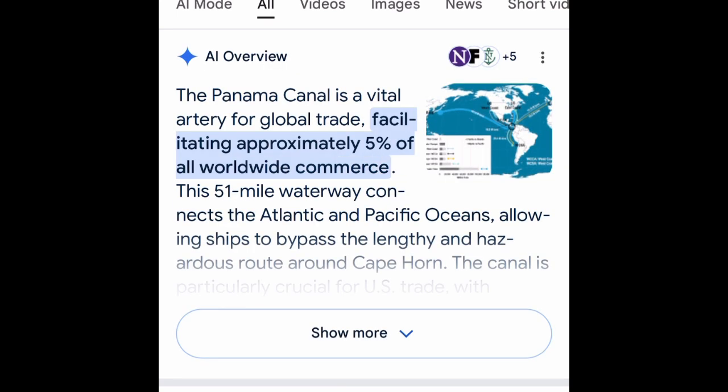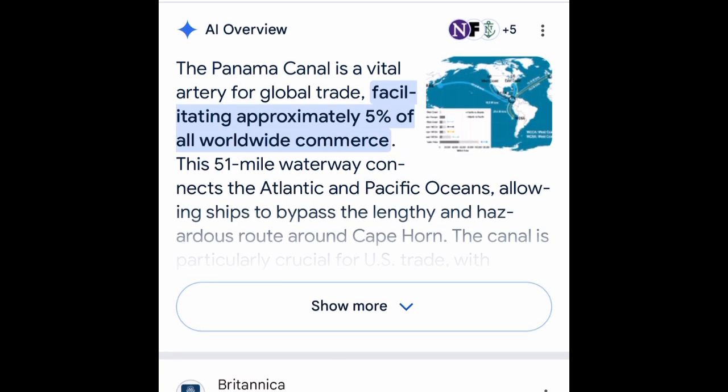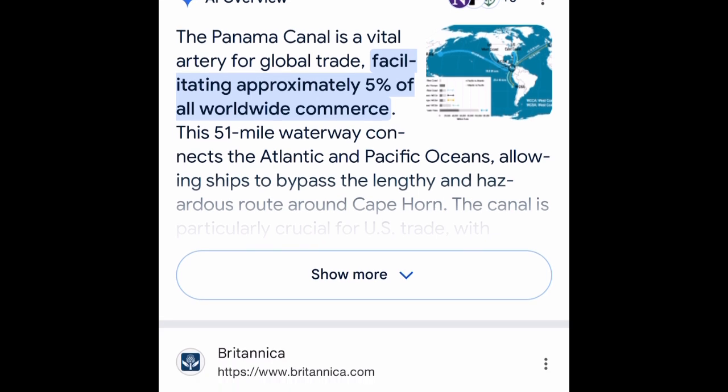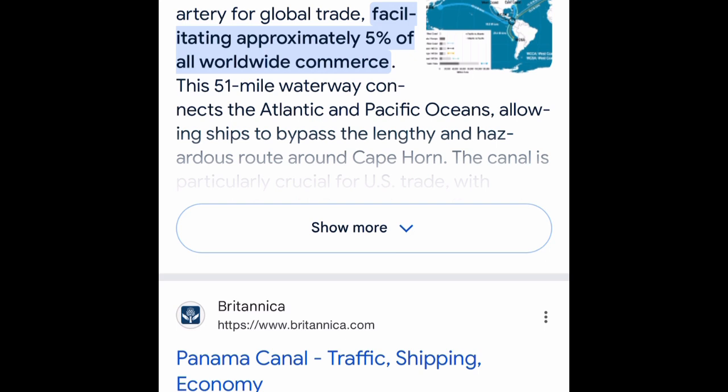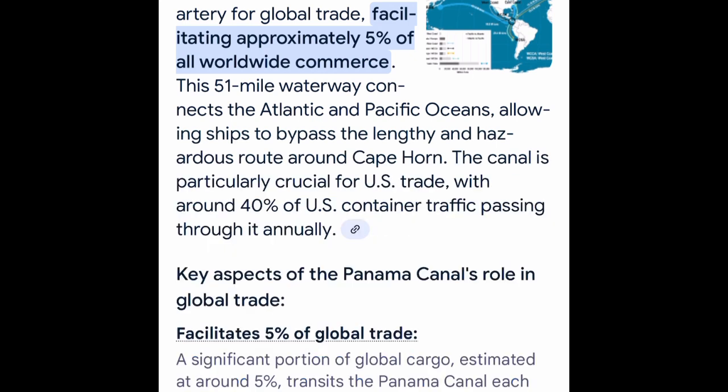Let's see how much trade the Panama Canal is. The Panama Canal is a vital artery for global trade, facilitating approximately 5% of all worldwide commerce. That is a very large percentage of commerce to be in one canal. It says this 51-mile waterway connects the Atlantic and Pacific Oceans.